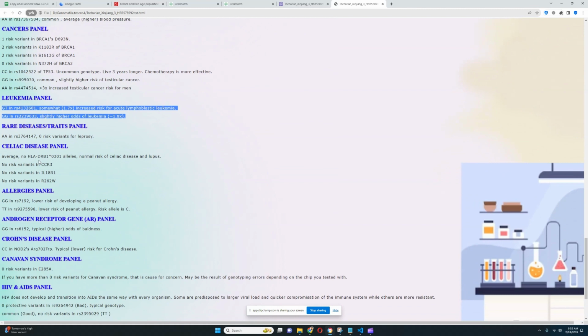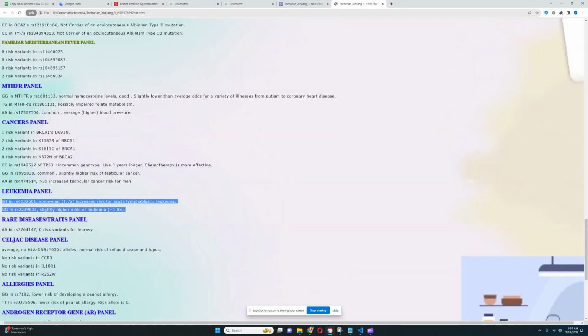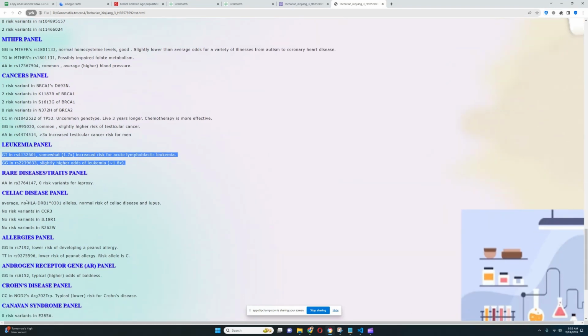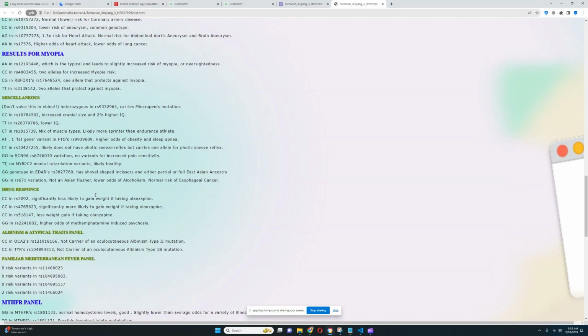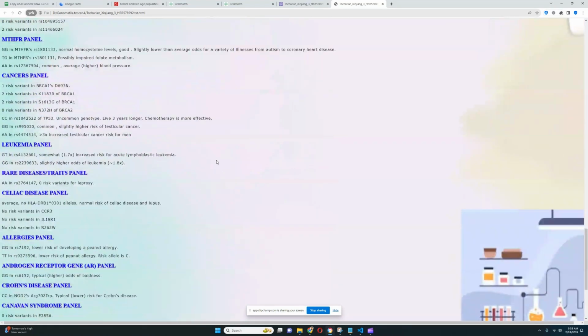For celiac disease, it looks like he does not have any risk variants for that. Really good to see. Let me check something. Hold on. I think I might have found a bug in my app. DRB10301. Let's scroll up a little bit. No, it's not this. But I'm not sure why this is showing up twice. That's very interesting. I might need to go and look in the code and see what's happening here, because this shouldn't be showing up twice. Okay.